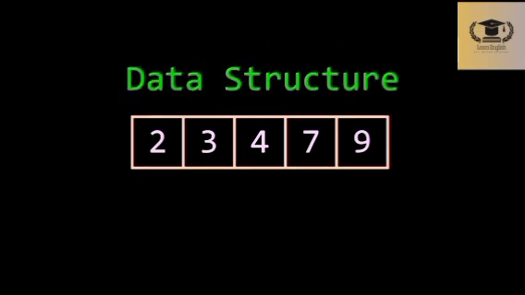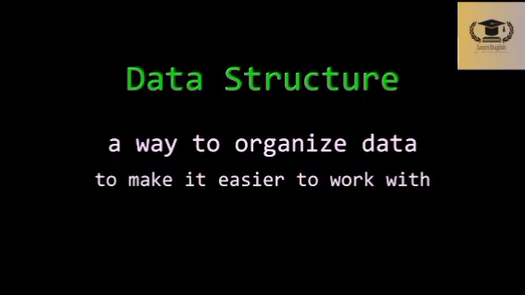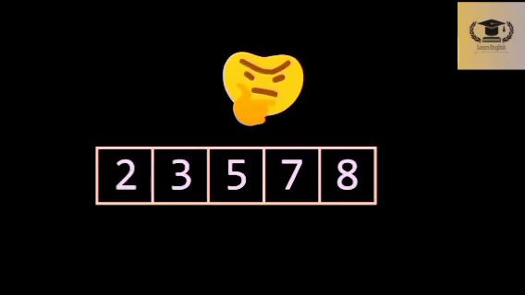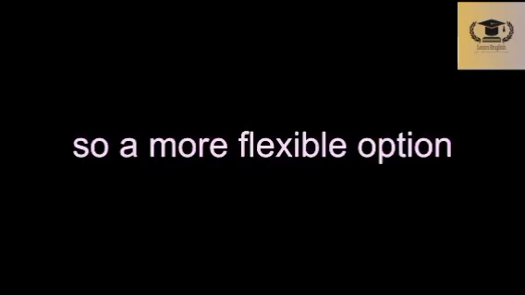Arrays are what's known as a data structure, which is just a way to organize data to make it easier to work with. Retrieving values from an array is blazingly fast, but the size of an array is often fixed when creating it, so when it's full you can't add anything, and if you don't use all of it, it's just wasted memory, so a more flexible option is a linked list.